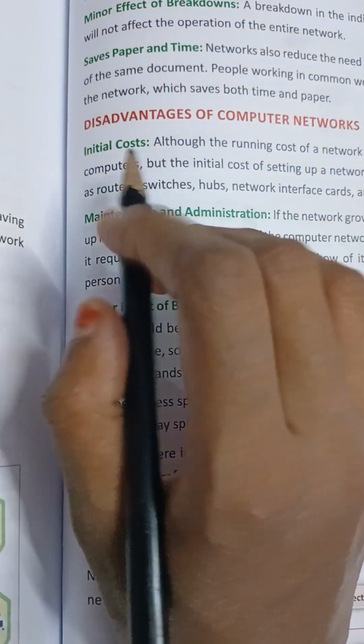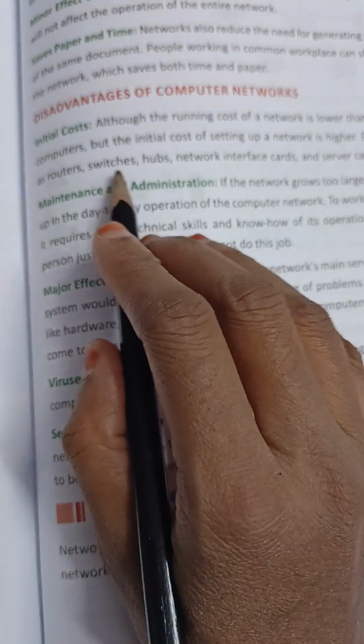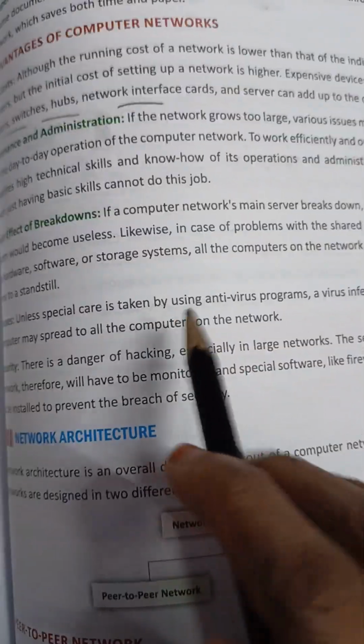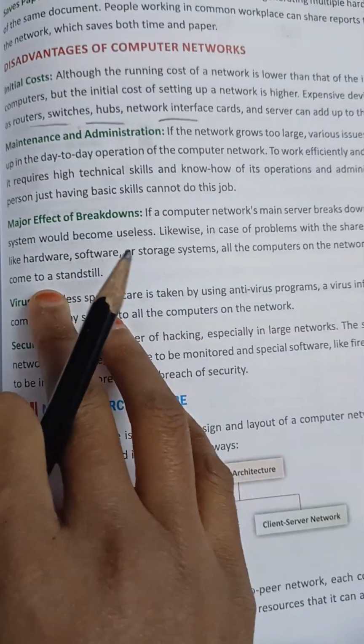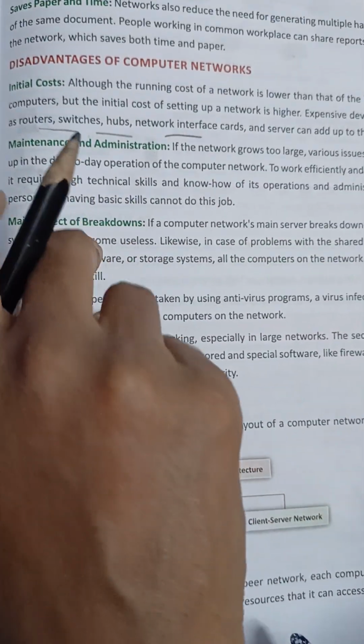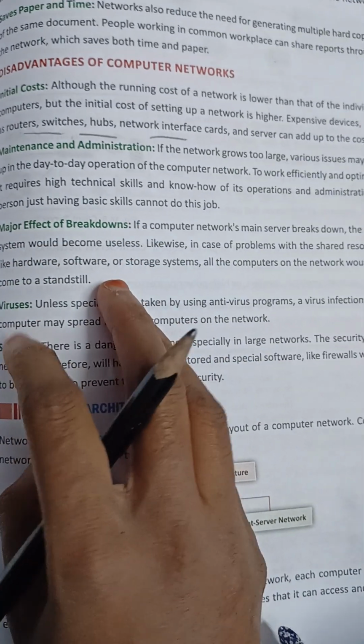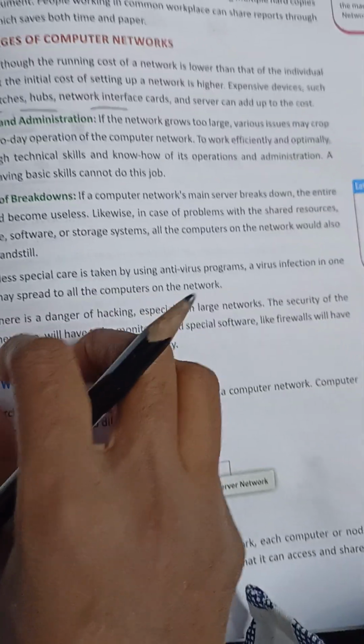Now let us see the disadvantages of these computer networks. Its initial cost is more, so expensive devices such as routers, hubs, these are all very costly and we cannot afford them. So mostly they are used for business or educational purposes. So the cost is very high. Now, maintenance and administration is too large. If any major effect or breakdown happens, it takes a lot of time to repair it.